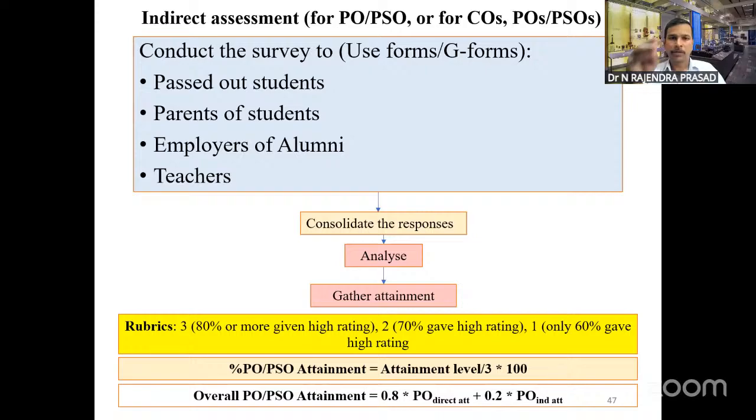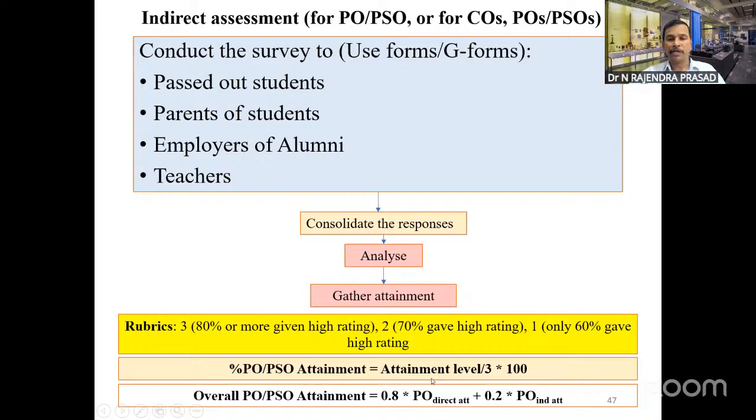Employers are those where our alumni are working. So consolidate the response, analyze, gather the attainment. How? Use the rubrics. If 80% or more gave the high rating, that is rubric 3. If 70% gave the rating, it is 2. If only 60% gave the rating, it is 1.